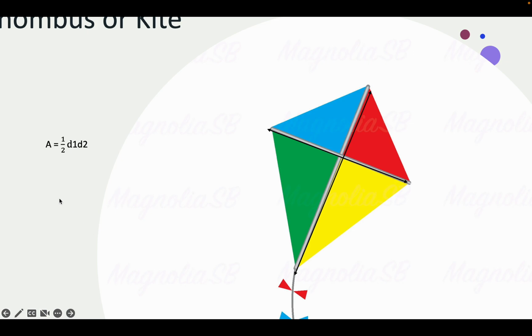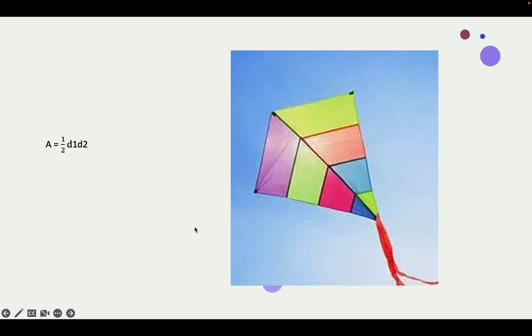The area for a kite is area equals half of the first diagonal times the second diagonal. Here's a picture of a real kite. A little blurry. That's okay. We'll make it work. So the first diagonal is 17 inches long. And the second diagonal is 33 inches long.